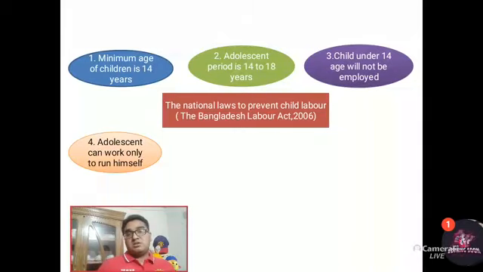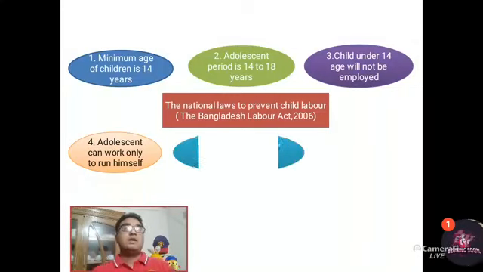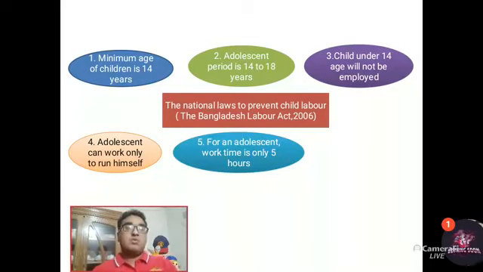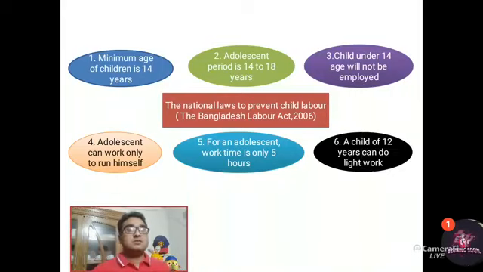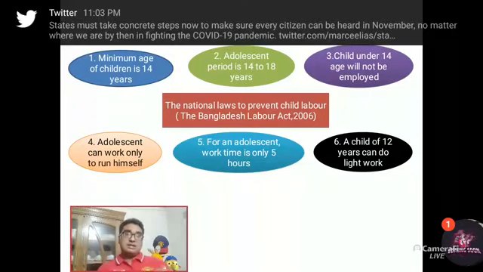Permission to run himself or herself. So this is the thing. Number five, for an adolescent, the work time is... I think this is very easy to understand. And number six, in emergency cases, a child of 12 years can do work.